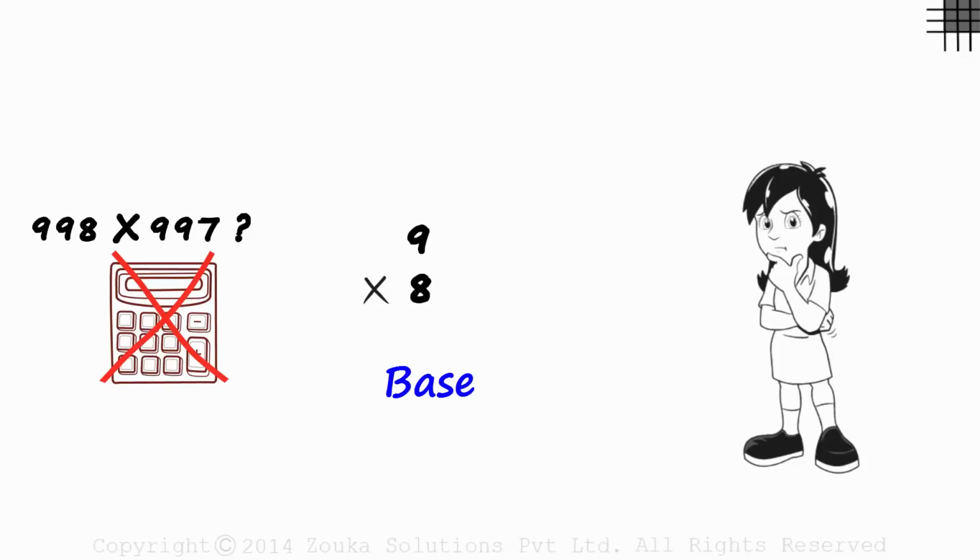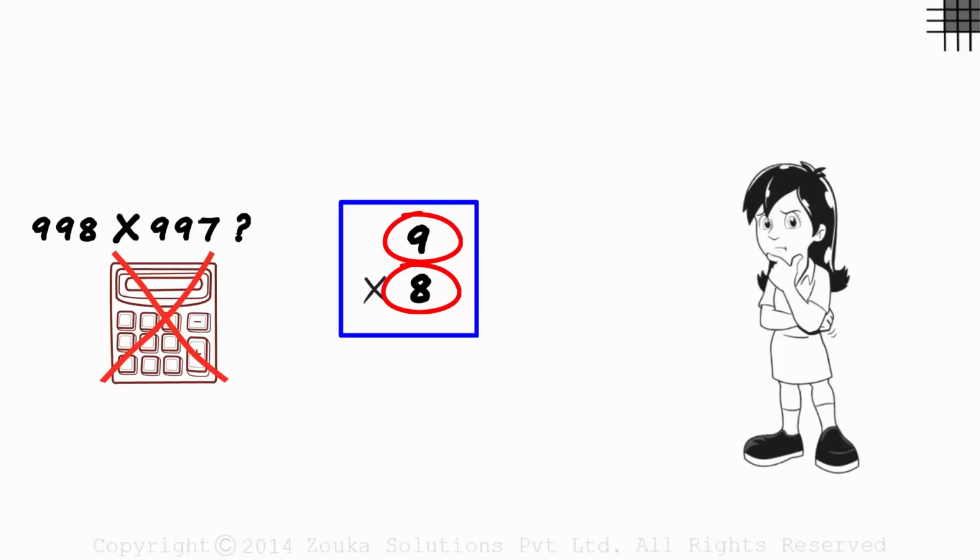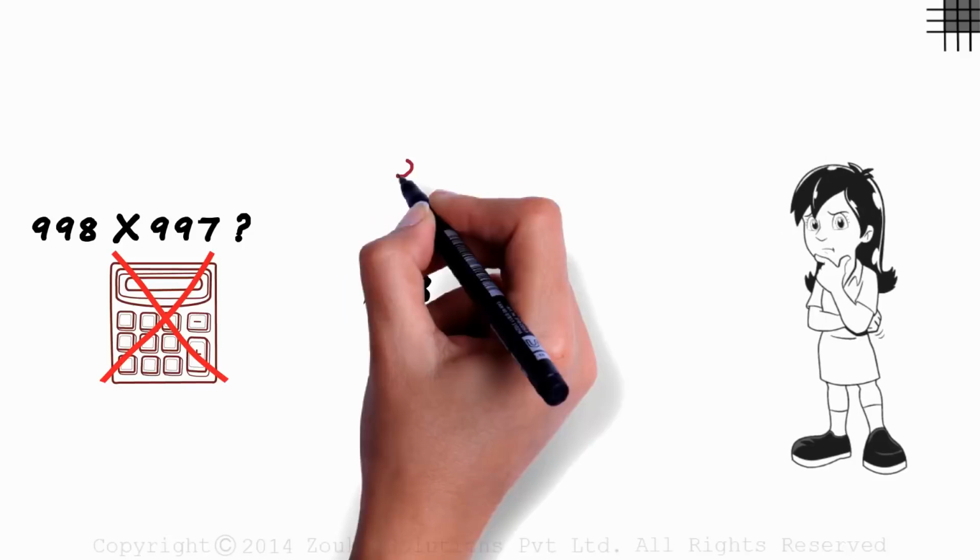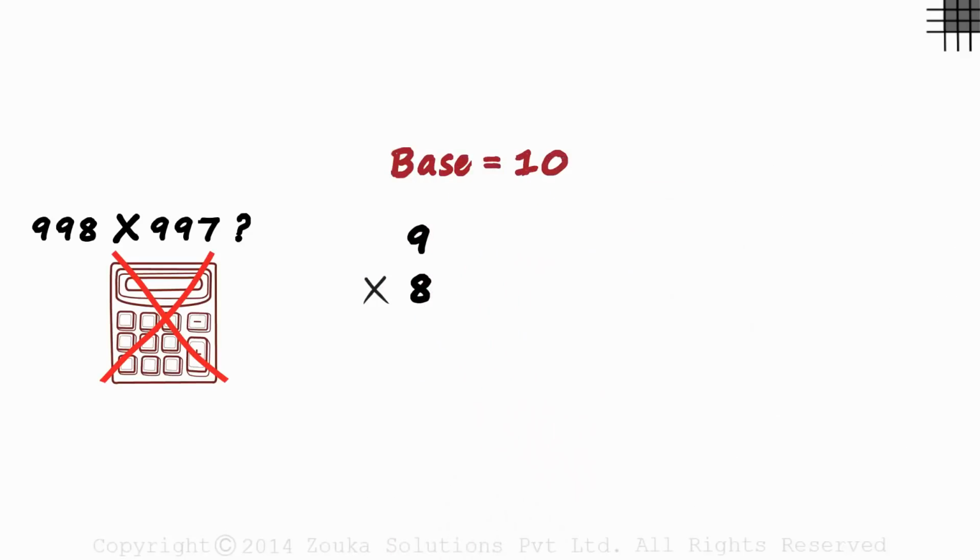Generally powers of 10, like 10, 100, 1000 and so on. When we are given the multiplication problem, the first thing we should ask ourselves is, which base is close to both the numbers? Here, both numbers are close to 10, so we can say that the base is 10. Once the base is decided, life becomes really easy.